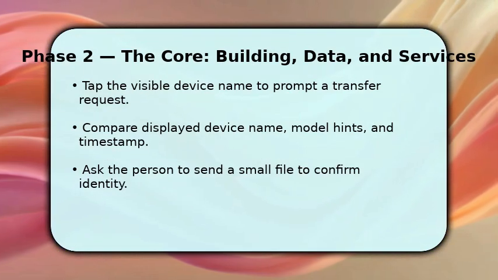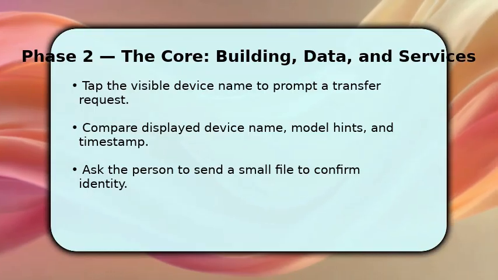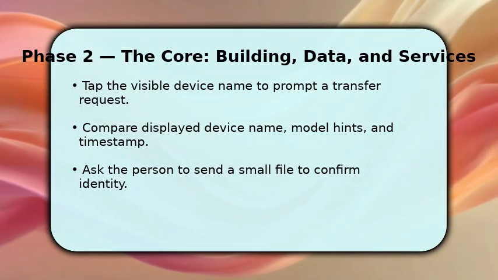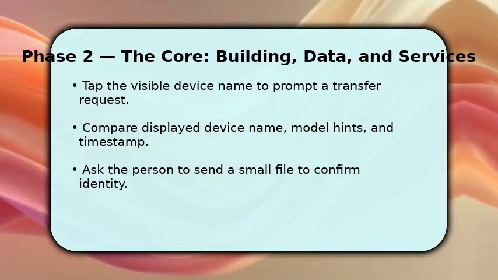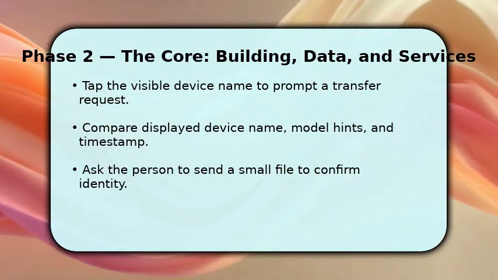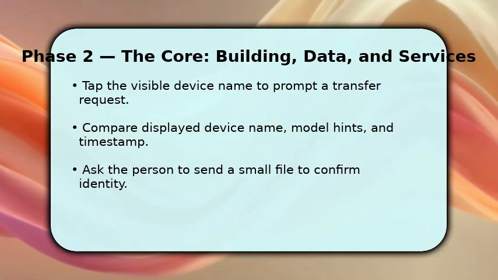Next, verify by initiating a harmless request. Tap the device name to trigger a transfer prompt. The displayed name often includes first name or device model, which helps narrow choices. Once a request appears, check model hints and the time.